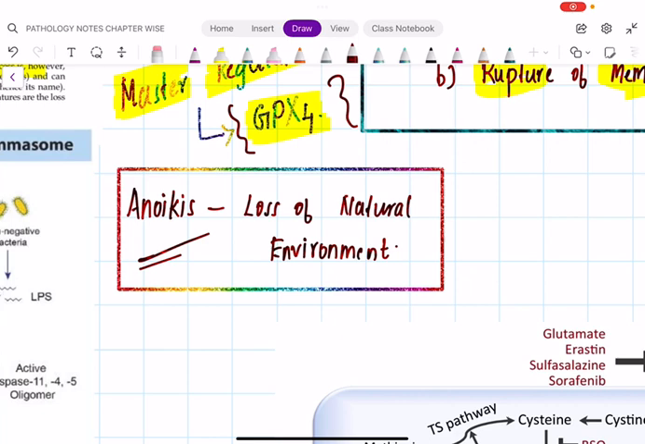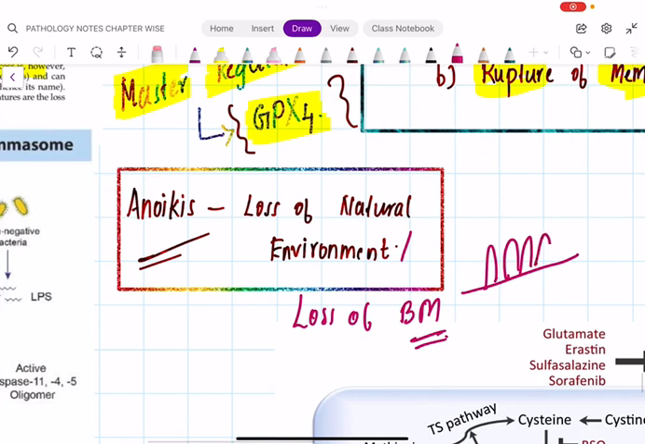So actually, what is anoikis? Anoikis means loss of natural environment. It is also a type of cell injury in which there will be loss of natural environment, or I can more specifically say loss of basement membrane. Okay, you have epithelium, the epithelium lies on a basement membrane.